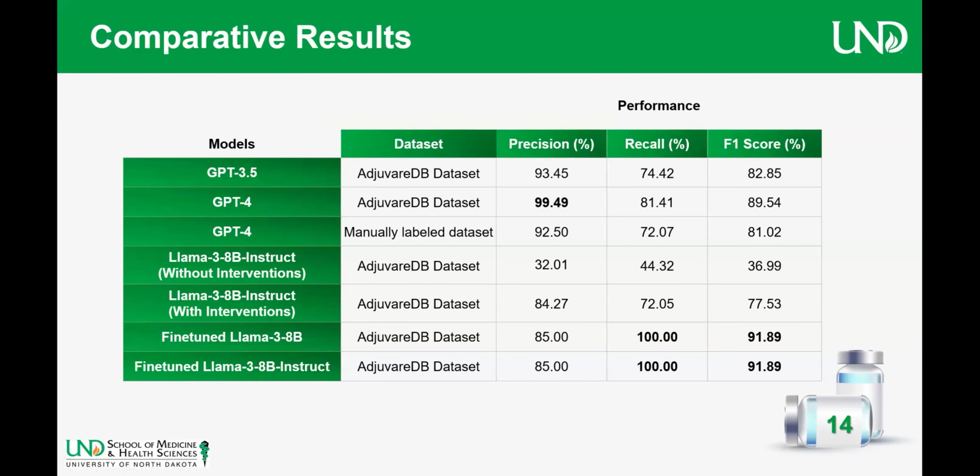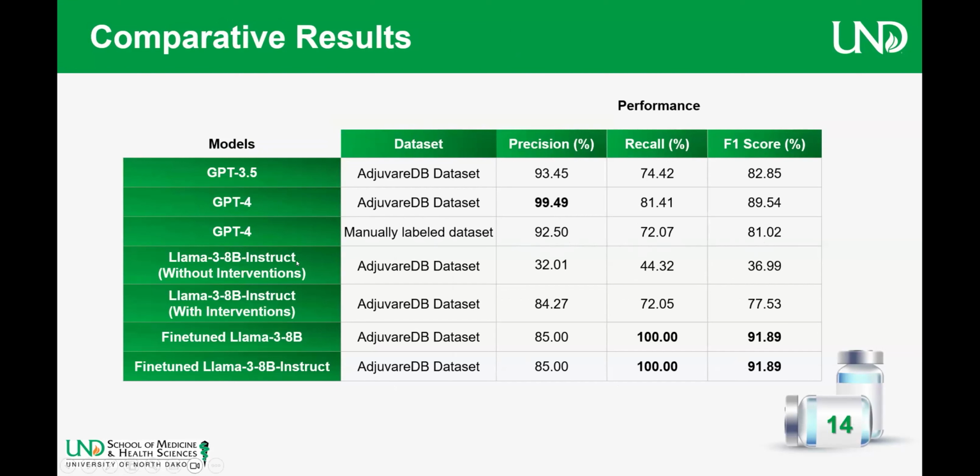Here you can see the comparative results of different large language models. We tried GPT-4 on our manually labeled data set, and found the precision is 92.50%, the recall is 72.07%, and the F1 score is 81.02%. We have also tried Llama 3 with and without fine-tuning to see how the baseline model works and how the fine-tuned model works.